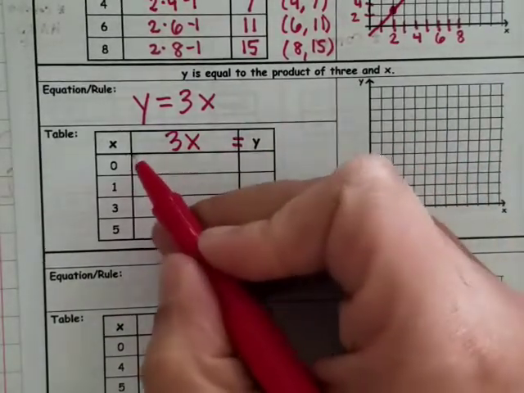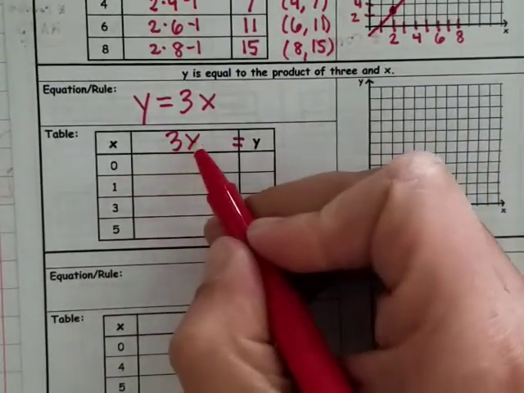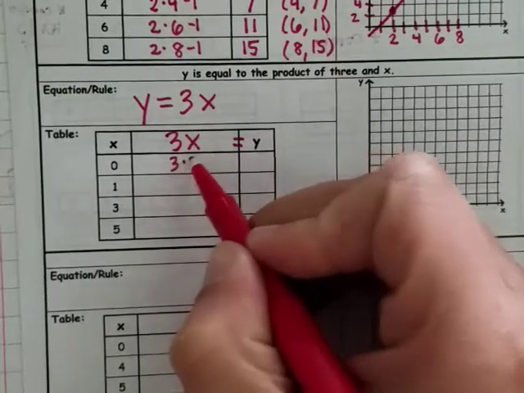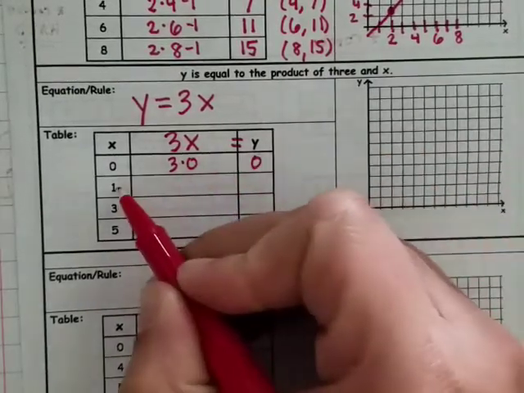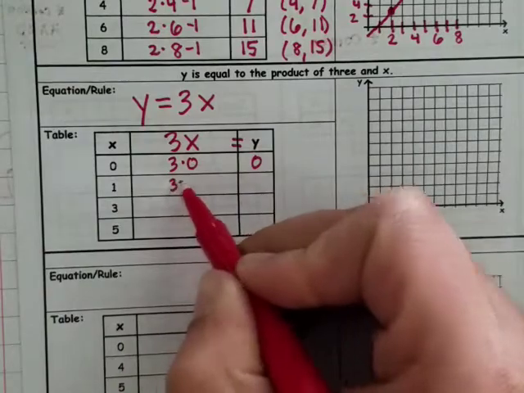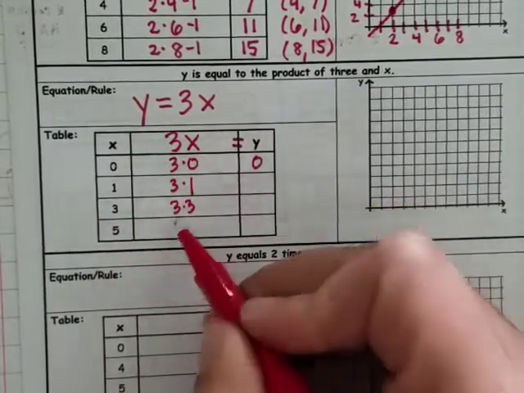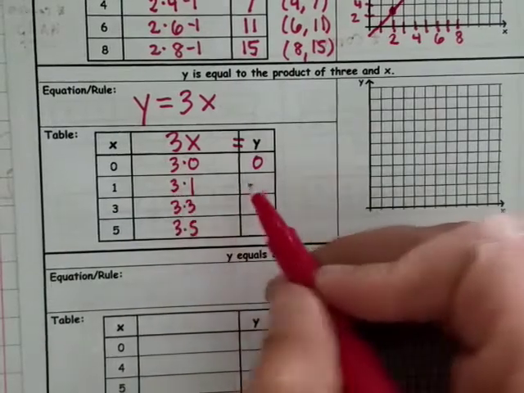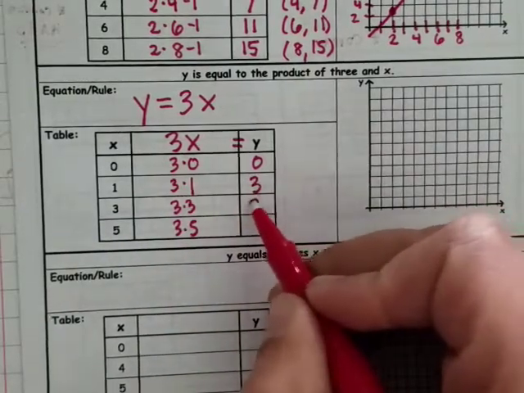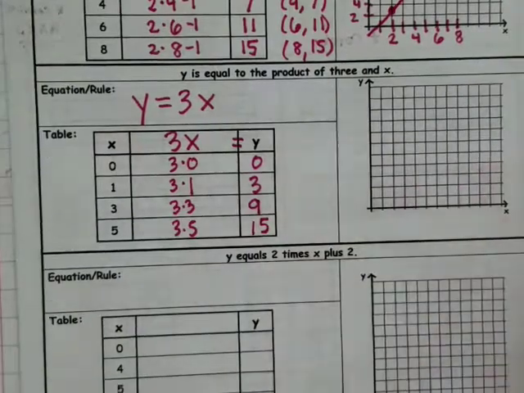And now we're just going to simply input our 0 into our variable here. So 3 times 0, which is 0. Then we're going to input 1 into our variable. So 3 times 1. Put 3 into our variable. 3 times 3. 5 into our variable. 3 times 5. And then just simplify over here. So 3, 9, 15.